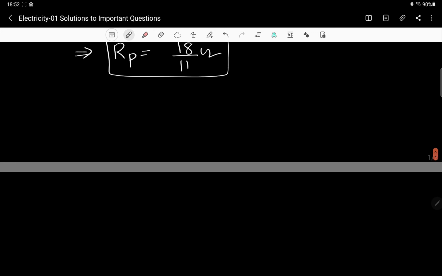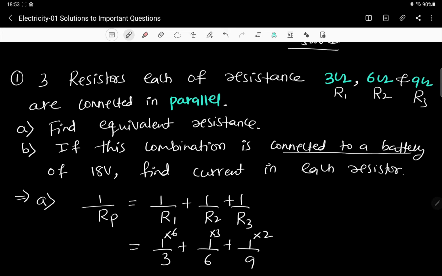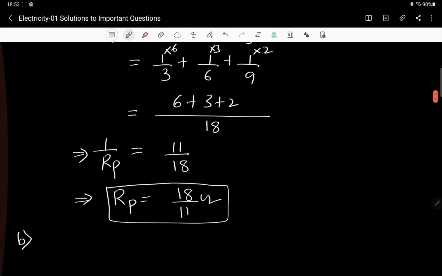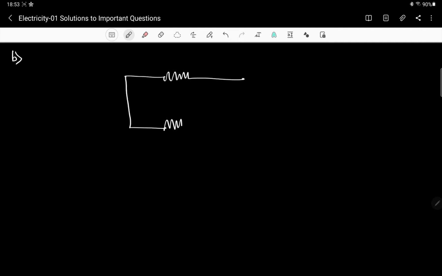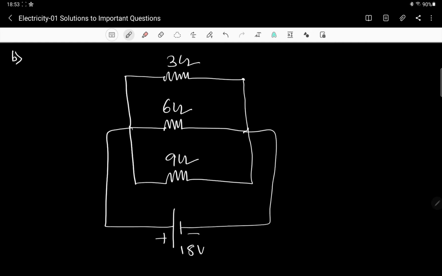Now let us take care of this B also. Let me solve it below. Whatever this combination is, it is connected to a battery of 18 volt. Find the current in each resistor. So this is quite simple. Let us draw the diagram first of all. The first resistor is 3 ohm, another is 6 ohm, and the next one is 9 ohm. So these are the three resistors, no? They are together connected to a battery of 18 volt. That is what is given, right?